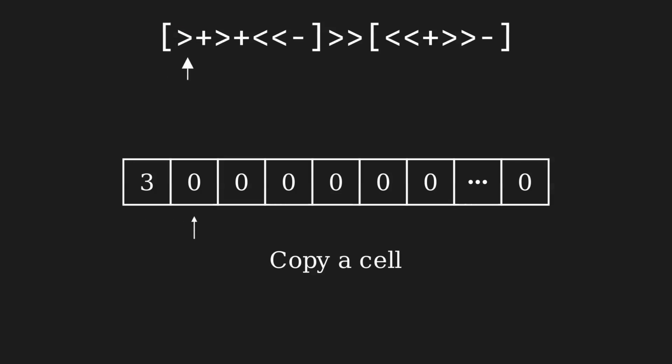If you wanna make a copy instead of just moving it, it's even trickier. This snippet moves the original value into both the second and third cells at the same time, effectively copying it. Then, the third cell is moved back to restore the original.